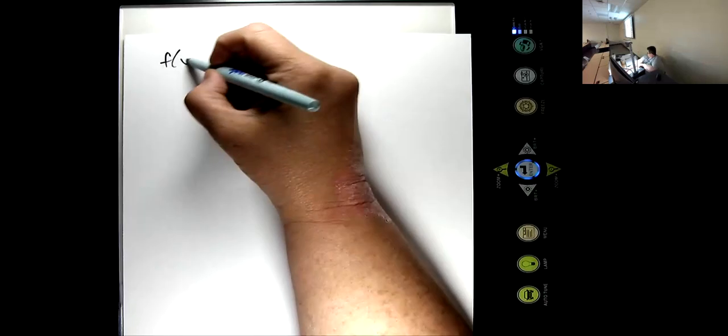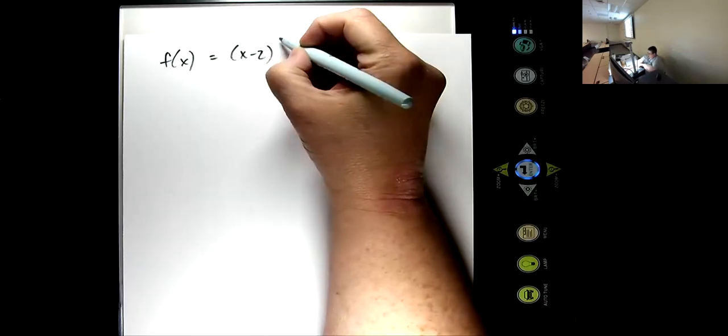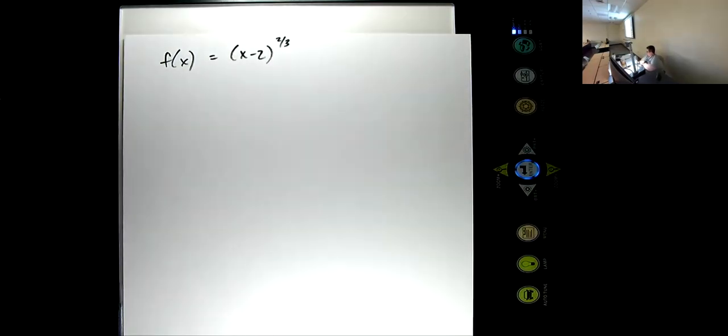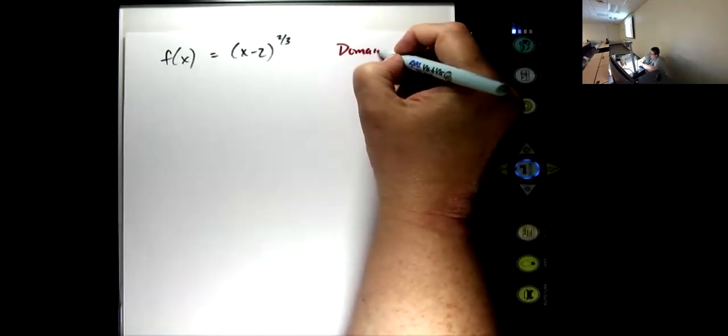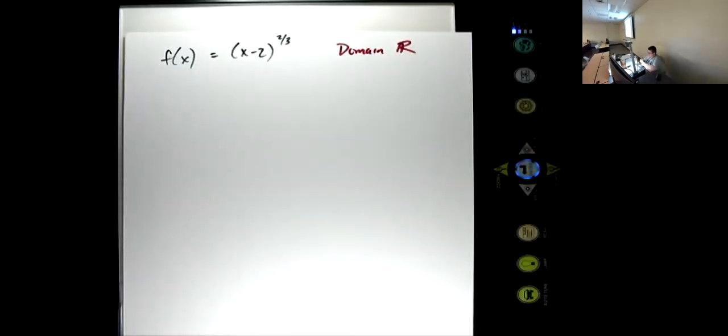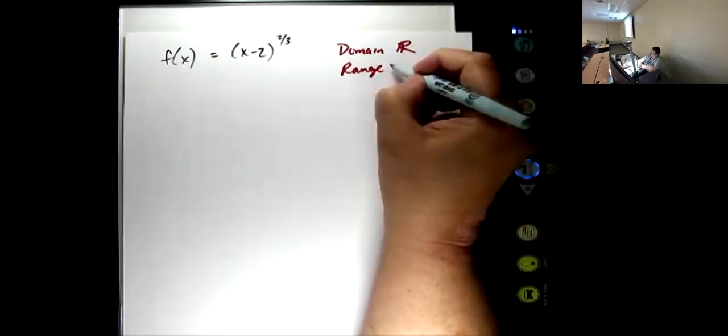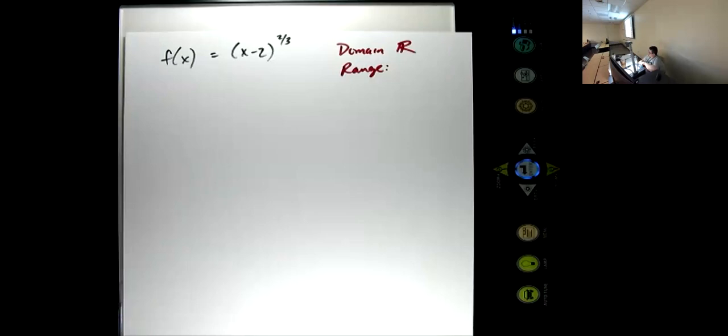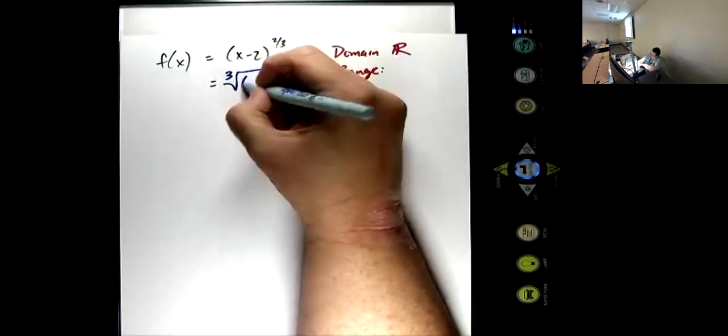All right. Let's graph f of x equals x minus 2 to the 2/3 power. Does this have any vertical asymptotes? No, there's no denominator, right? So the domain is all real numbers. What's the range? Another way of looking at this is, this is the cube root of x minus 2 squared.